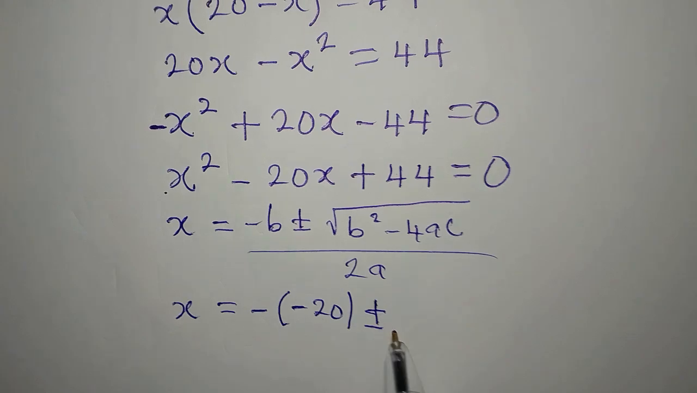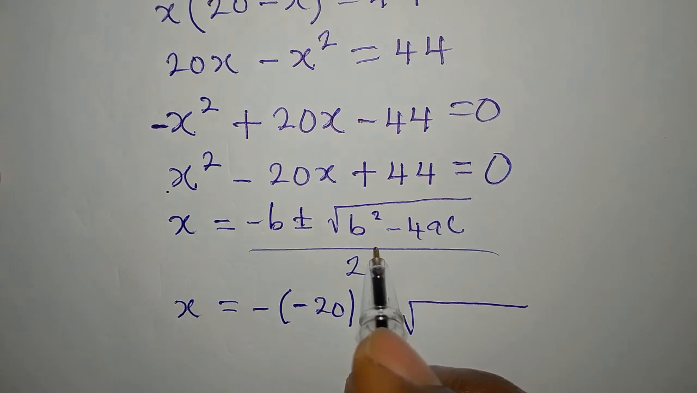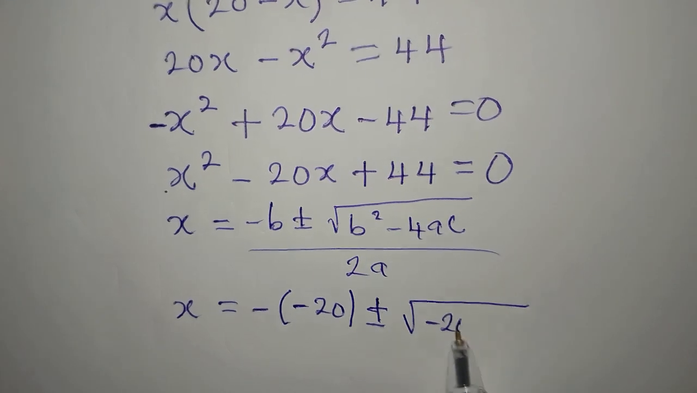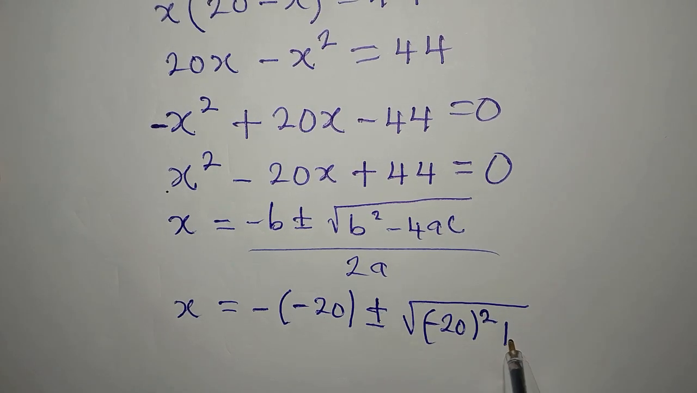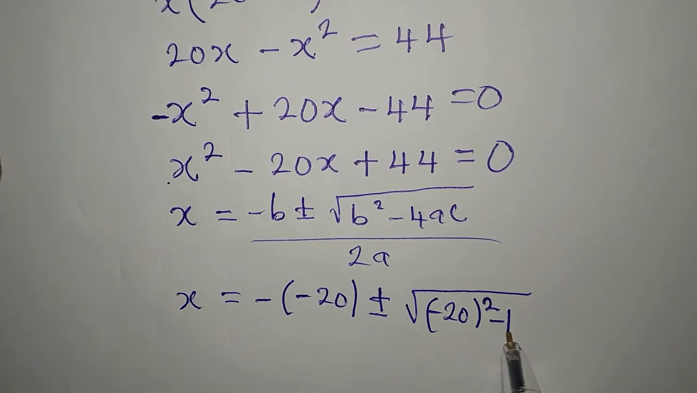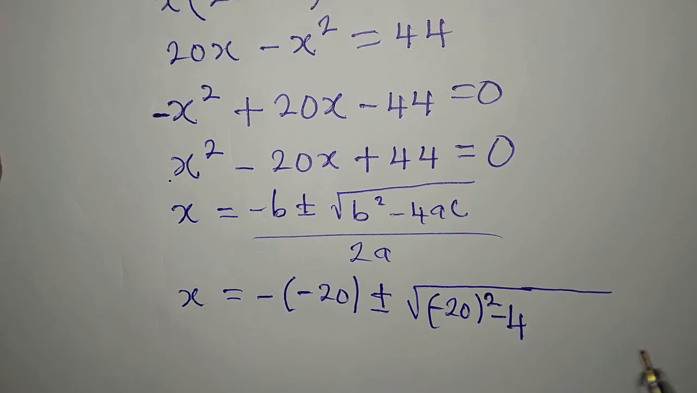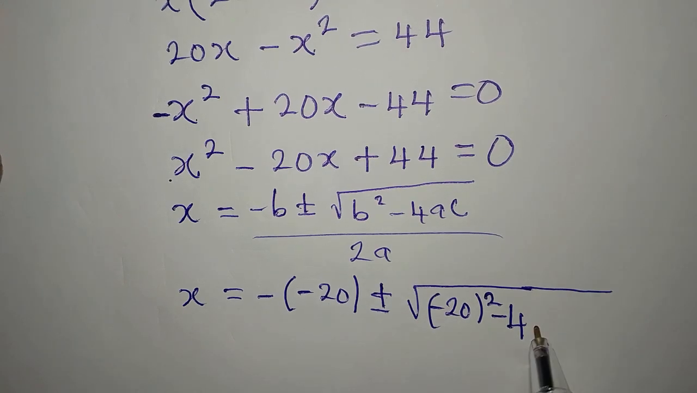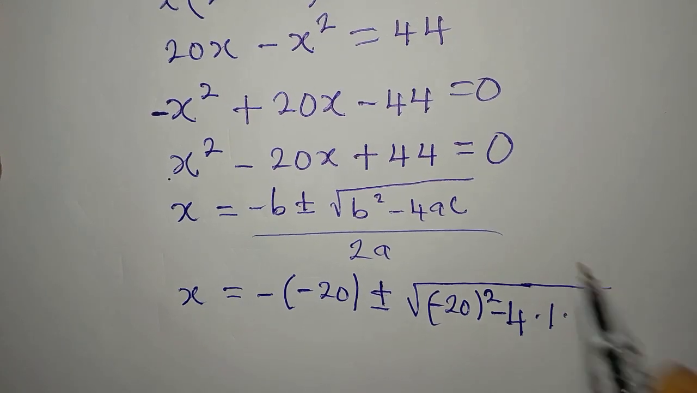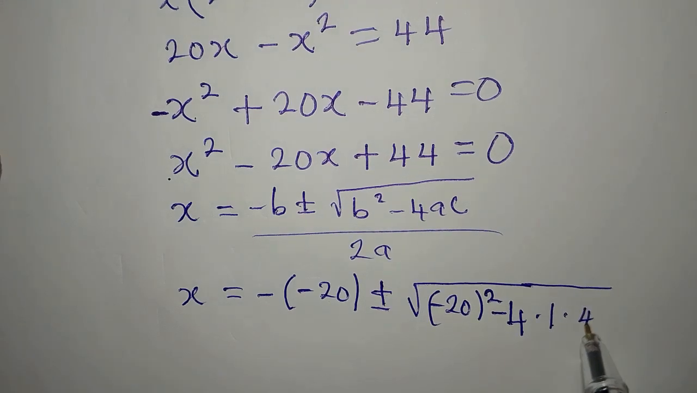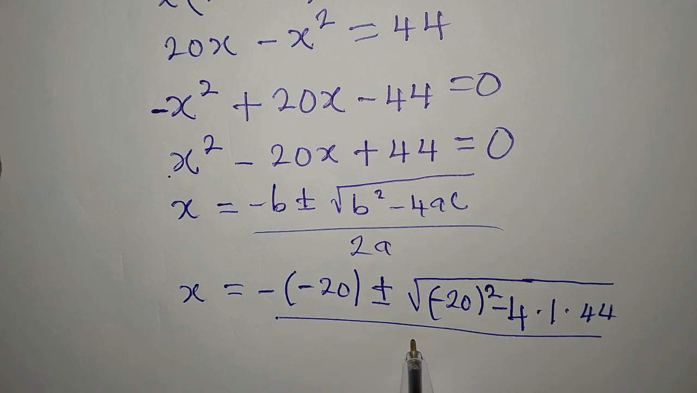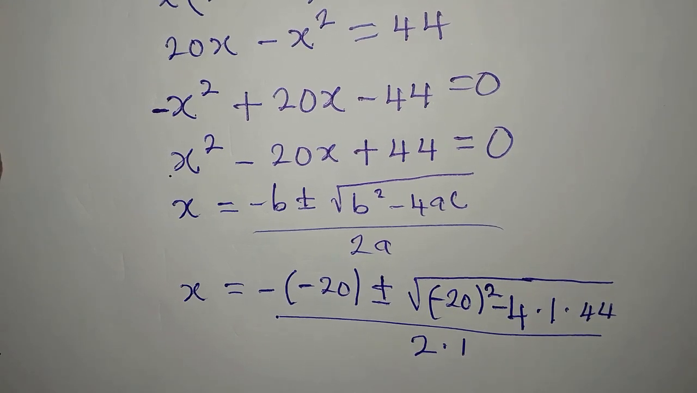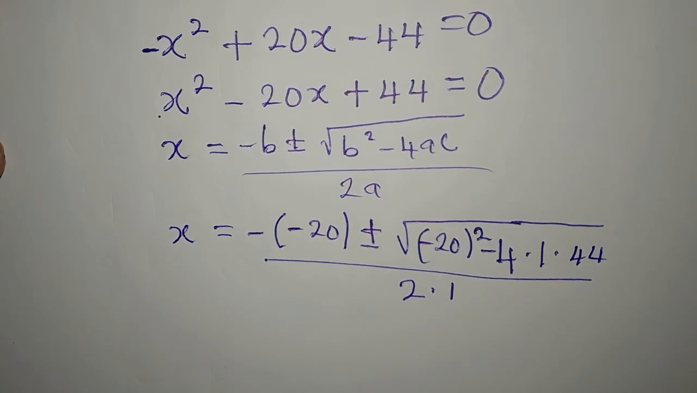Then we have plus or minus. We have b squared, which will be minus 20 squared. Then, okay, it's minus. We have 4 times a, which is 1, times c, and our c is 44. So the whole of this will be over 2 times 1. Now let's continue from here.